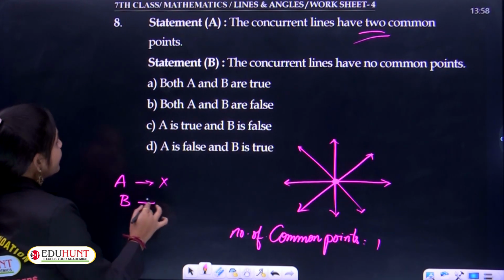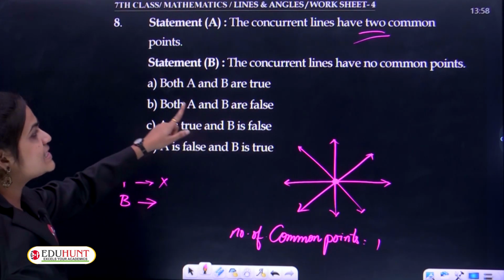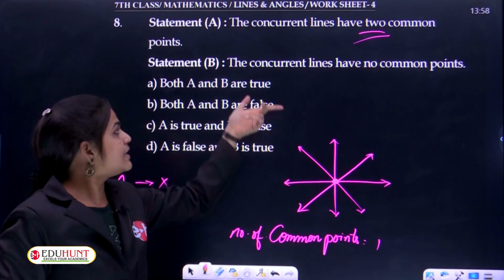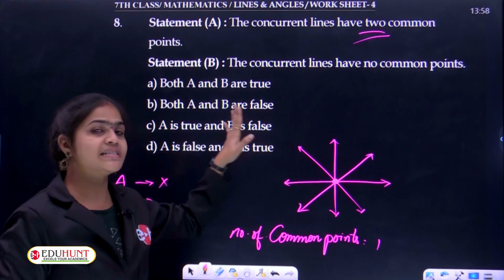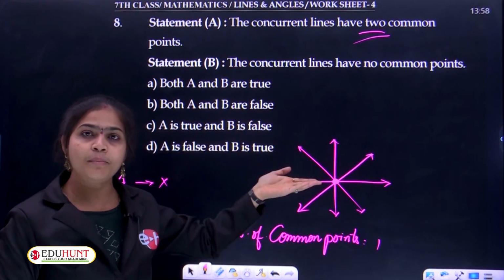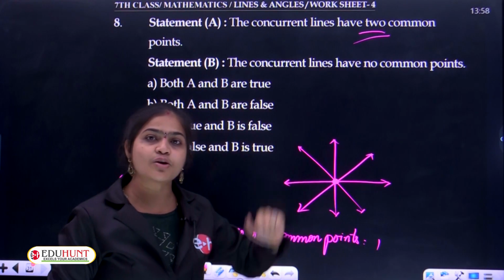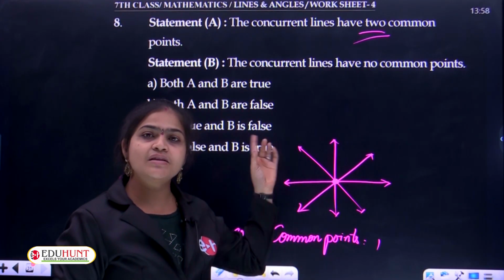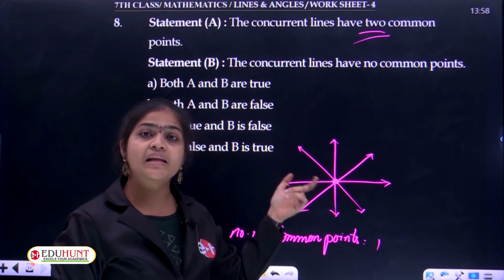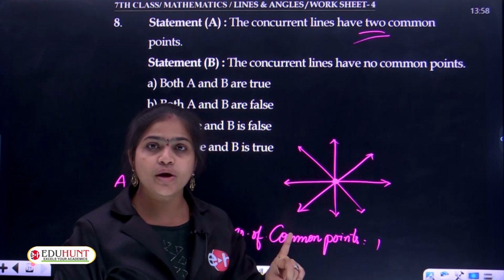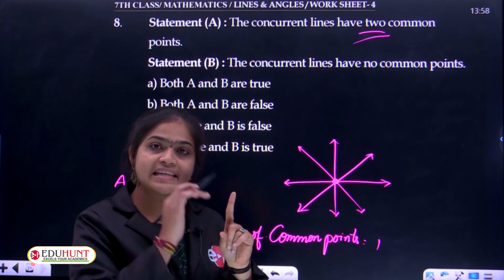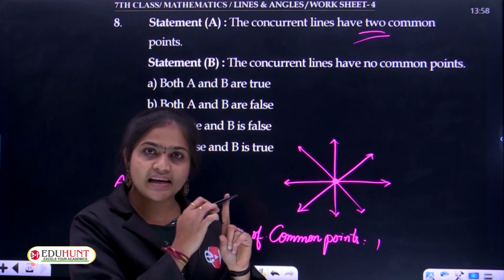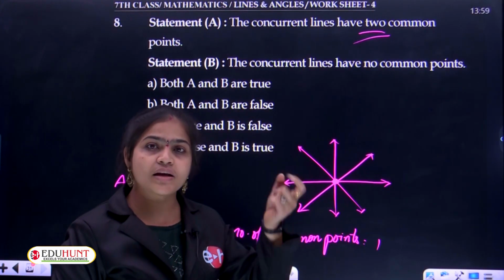Now come to statement B. The concurrent lines have no common points. How can we say that? If lines do not have any common point, then how can we say those lines are concurrent lines? That is also not possible, right? Concurrent lines means all the lines, three or more, are passing through the same point. From that 1 point only, we can draw infinitely many lines. Then we call that concurrent lines.